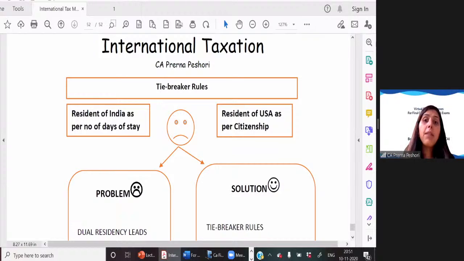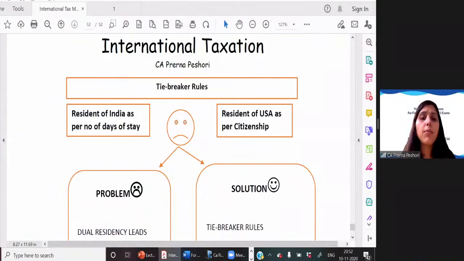Now, I am having citizenship of say US. Now, US will also consider me as their resident. Then in that situation, I will become dual resident. If I have citizenship of US and have stayed for 182 days in India, I am becoming resident in both countries, because as per US tax laws, a citizen is considered to be a resident of US.